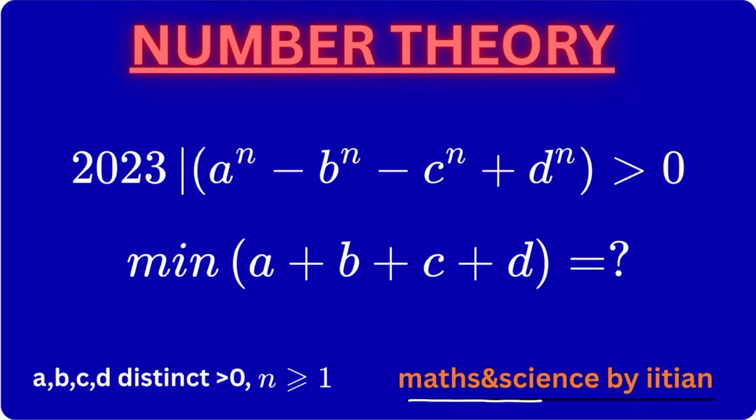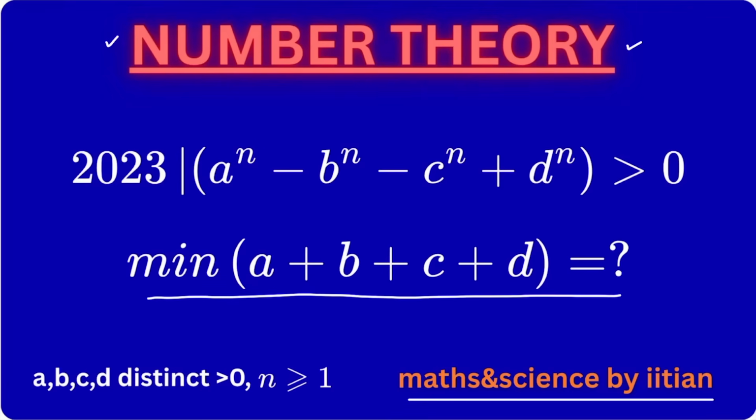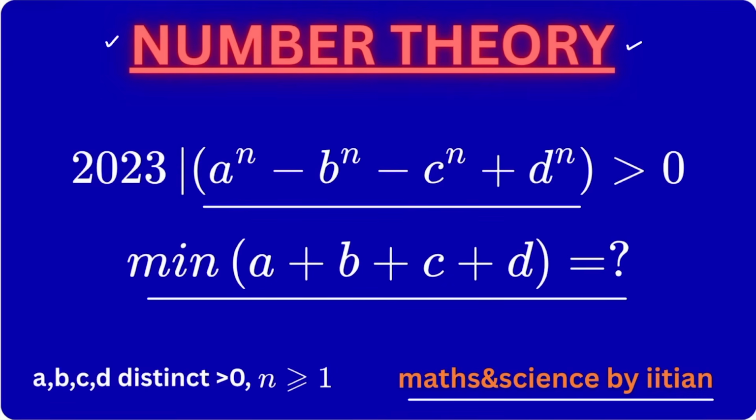In this lecture, I will be taking up a very important topic in number theory, where we will be finding the minimum value of a plus b plus c plus d when a to the power of n minus b to the power of n minus c to the power of n plus d to the power of n is divisible by 2023 and the value of this is greater than 0, such that a, b, c, d are distinct integers greater than 0 and for all values of n greater than or equal to 1.